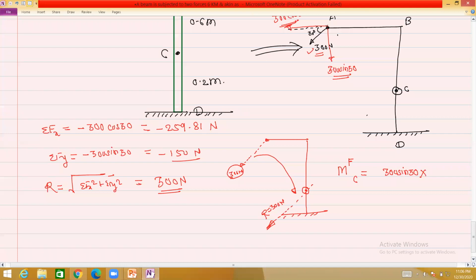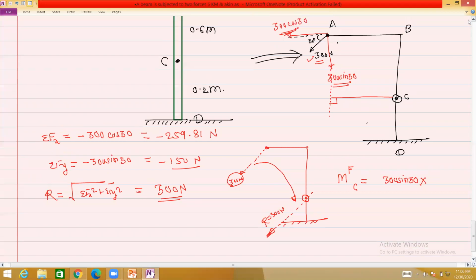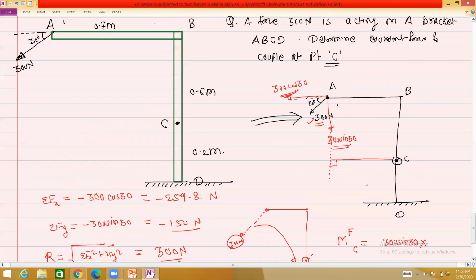For that moment, we have to find the perpendicular distance with respect to point C. So just extend the line of action. So this is the perpendicular distance with respect to point C, and in the figure this distance is given, which is equal to 0.7 meter. Okay. So 300 sin 30, this is the force value, into 0.7 meter. Now this moment about the point C is in the anti-clockwise direction. So it is positive.